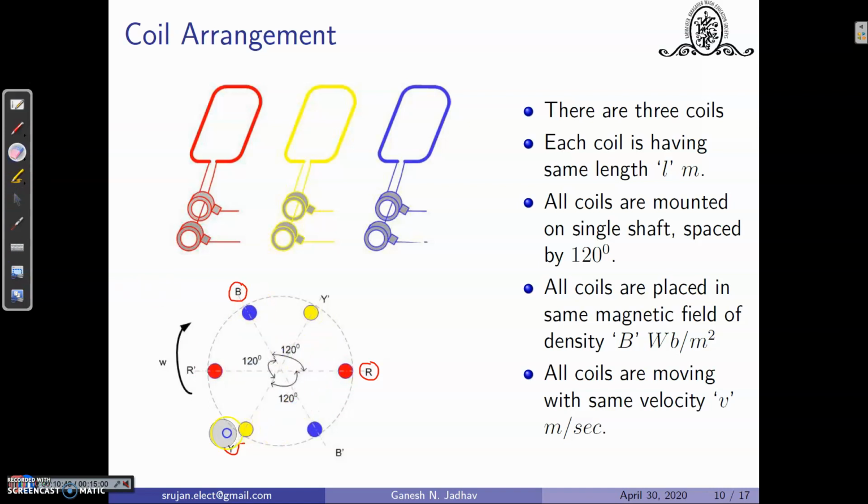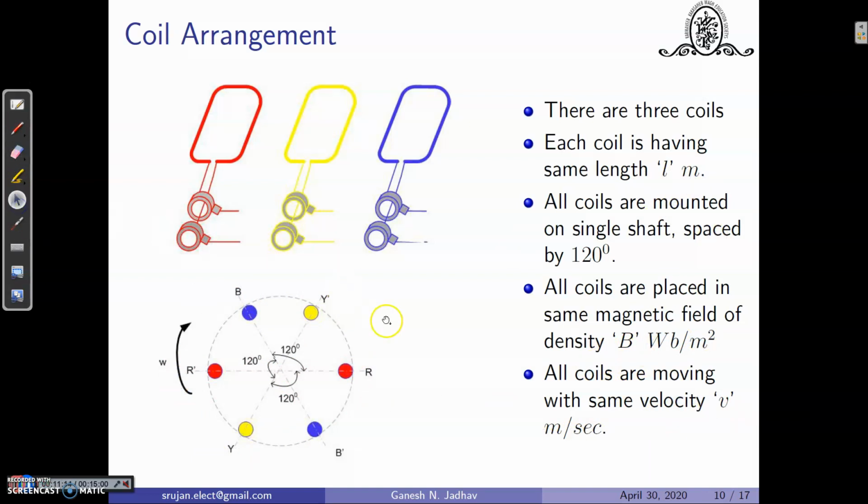Again, these are placed inside the same magnetic field which we discussed in the single phase circuit, which is moving with a velocity. All coils are moving with the same speed of V meter per second. Flux density is B, and each individual coil has a length of L meter. The only difference is each coil is displaced by 120 degrees on the shaft.